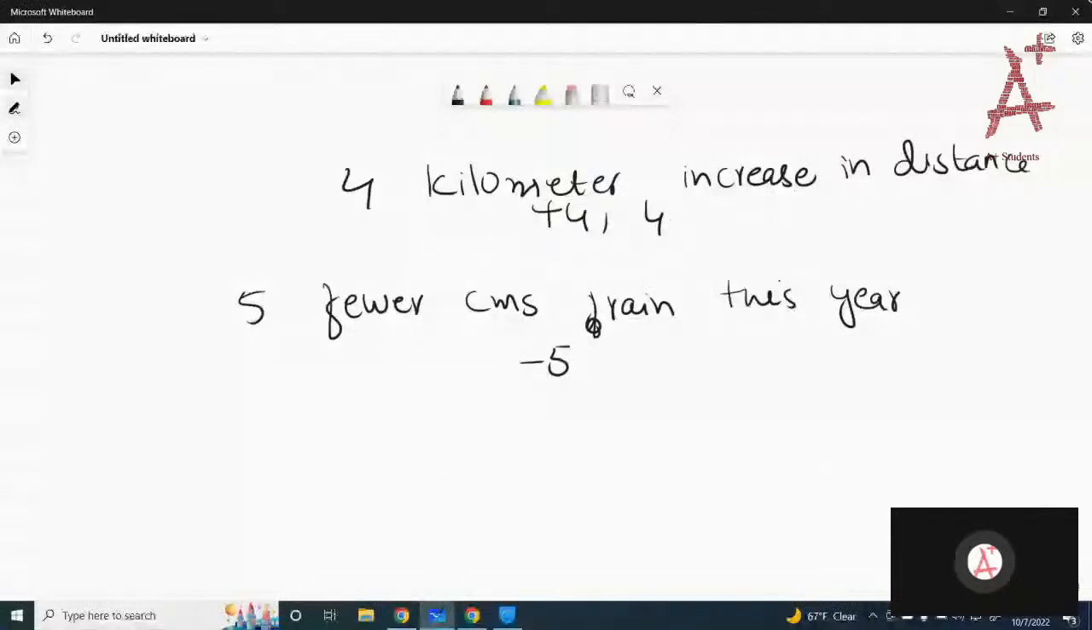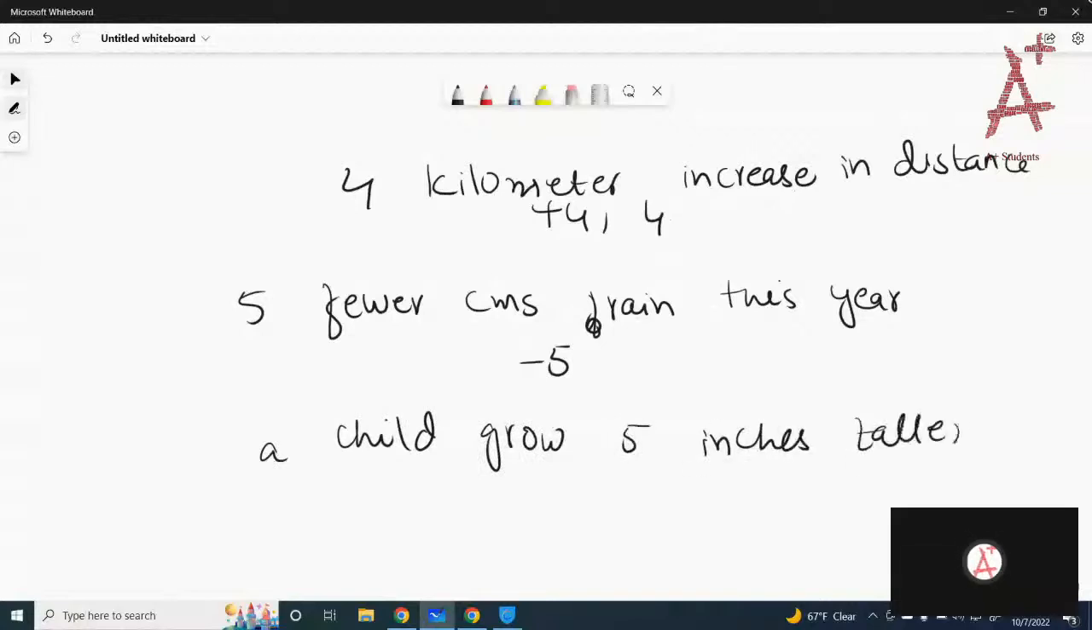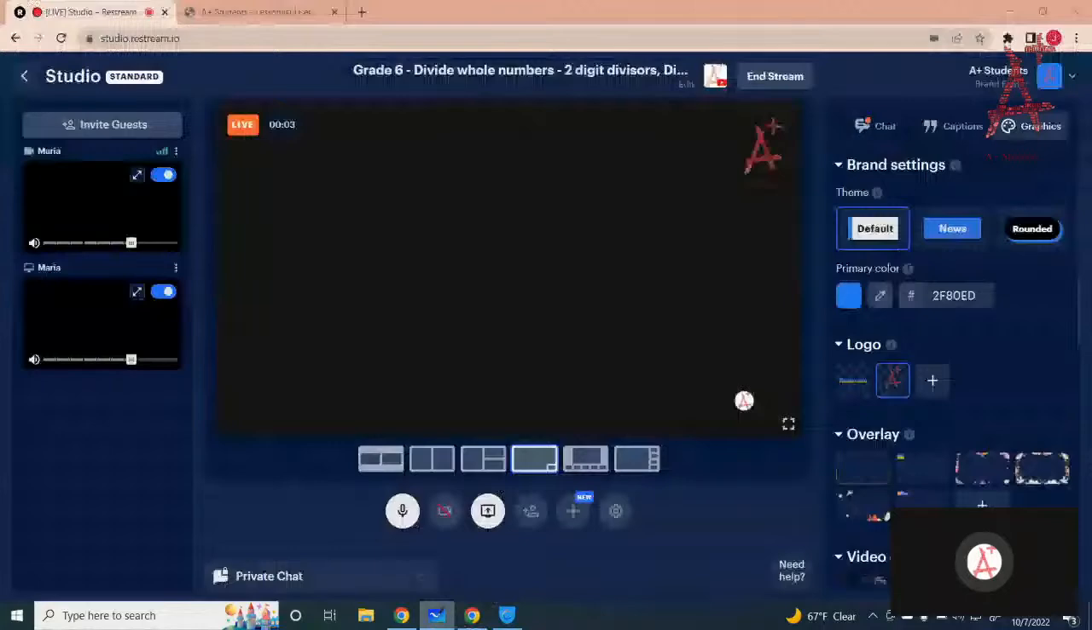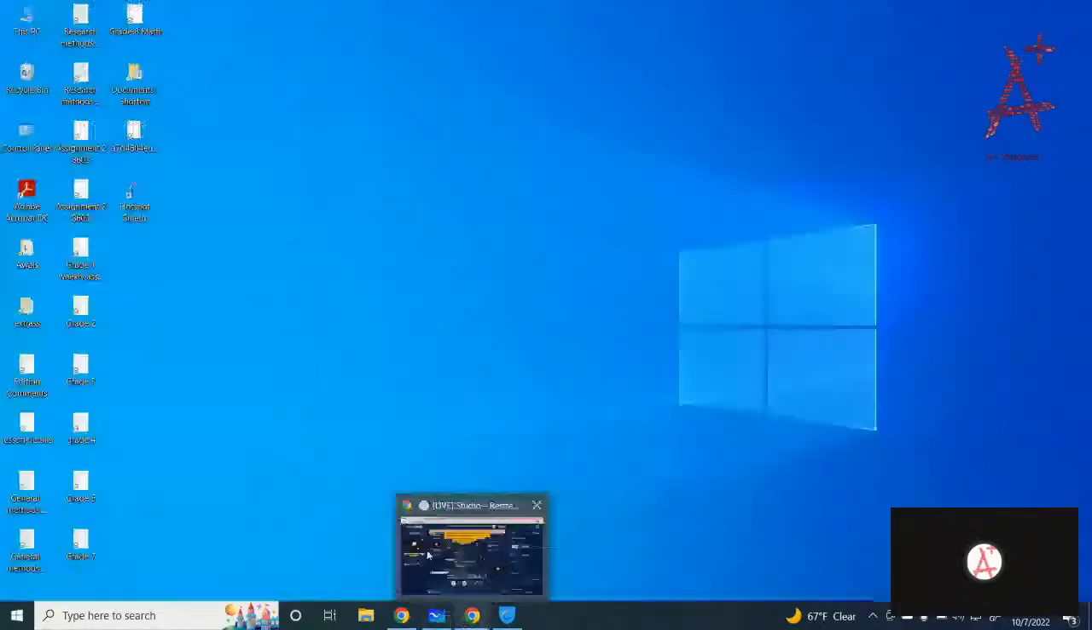Okay, the next one is a child grows 5 inches taller. So it's a growth and it involves a gain or increase. So it would be +5. Got it? So let's just click on the test button and let's do practice questions from this topic.